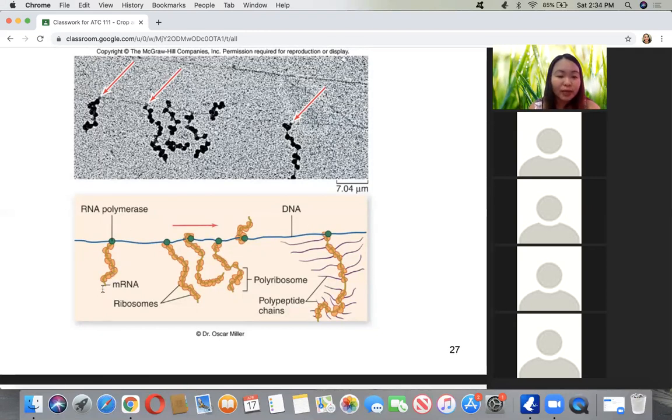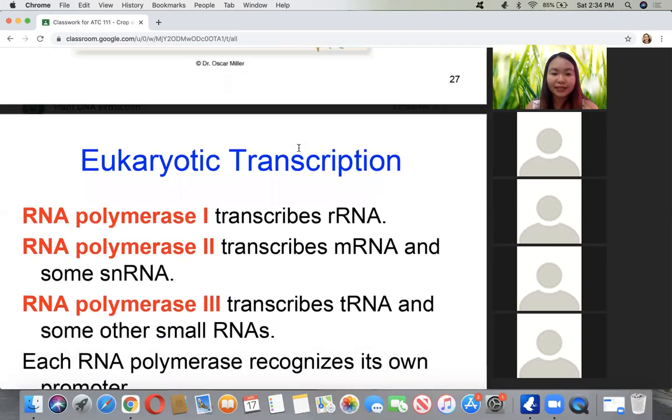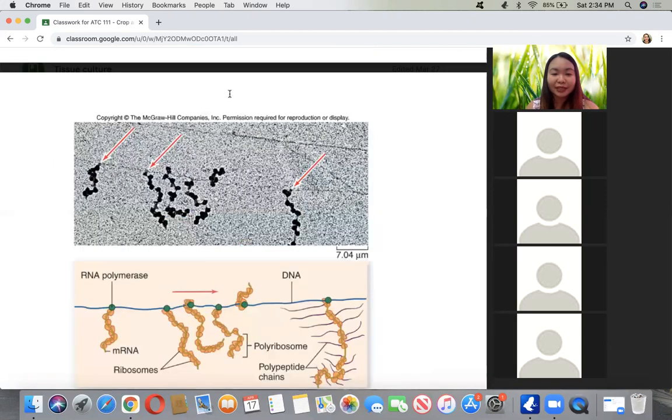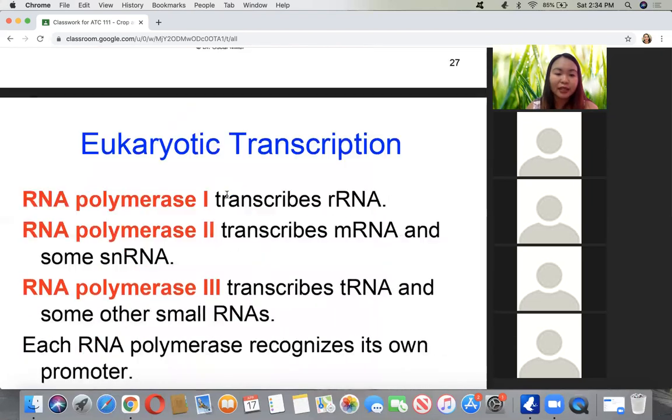So, these are the mRNA. These are the ribosomes here. And this is the DNA itself. That is all you will see. But if you magnify it more, those are the coils, the polyribosome and the polypeptide chain. So here, this is the imagined view. So molecular biologists are very imaginative and creative.